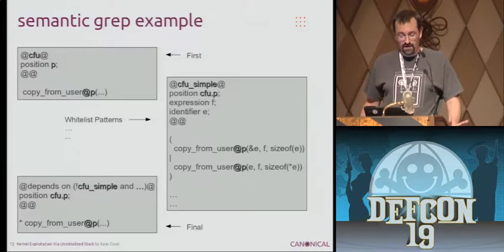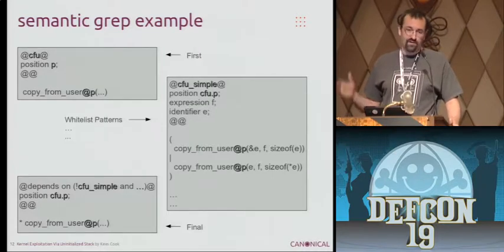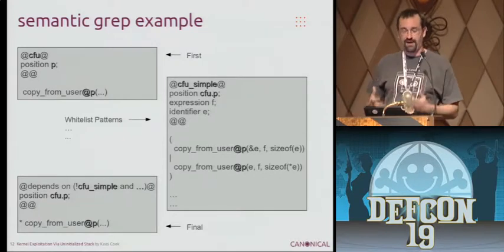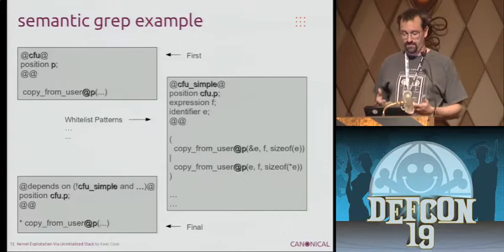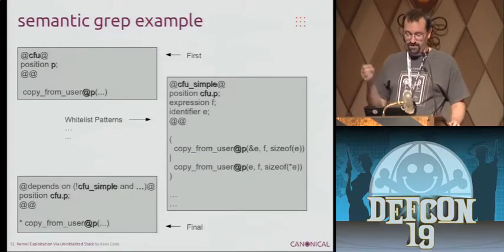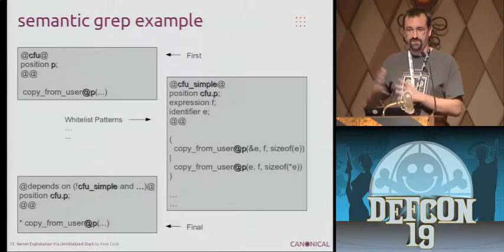The first thing I would do is define a position. So the copy from user at position P is the top of that, and then a whole extensive list of whitelists of things that are verifiably correct. An example whitelist pattern here is copy from user into the address of a structure that we've actually done a sizeof on. So that's not overflowed.